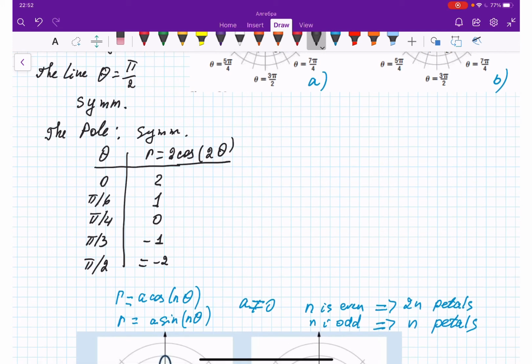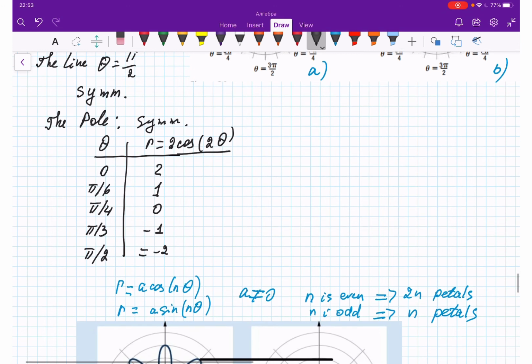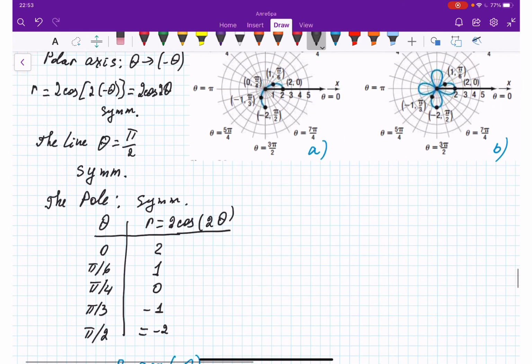Okay, so because of the periodicity of the cosine function and the symmetry with respect to the polar axis, the line theta equals pi over 2, and the pole, we are only listing values of theta from 0 to pi over 2, because the rest we can build based on symmetry. Next, we are going to plot and connect these points, and this is going to look like this graph.